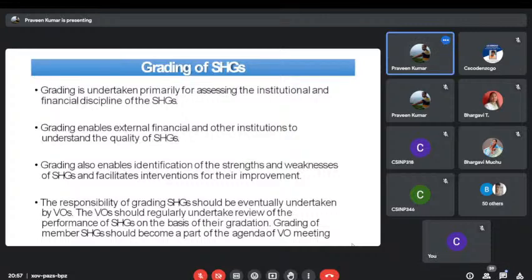The fourth point: the VO should regularly undertake a review of the performance of SHGs on the basis of their condition. The grading of members of SHGs should be part of the agenda of the VO. During the VO meeting, grading should be one of the important agenda items.